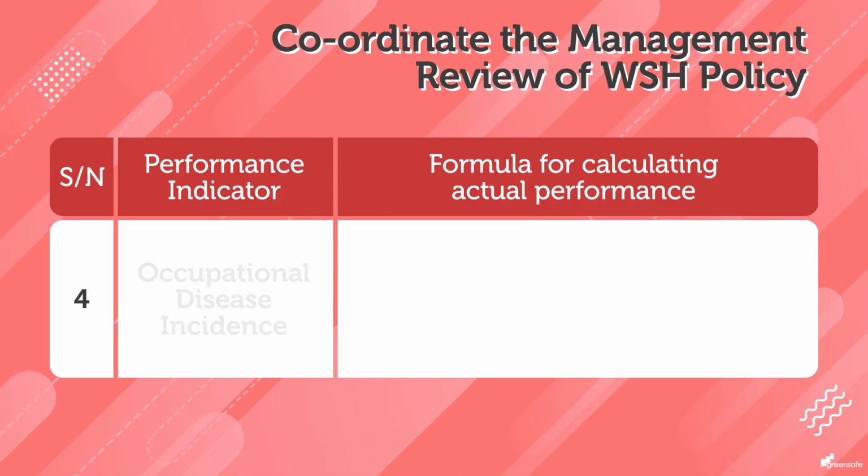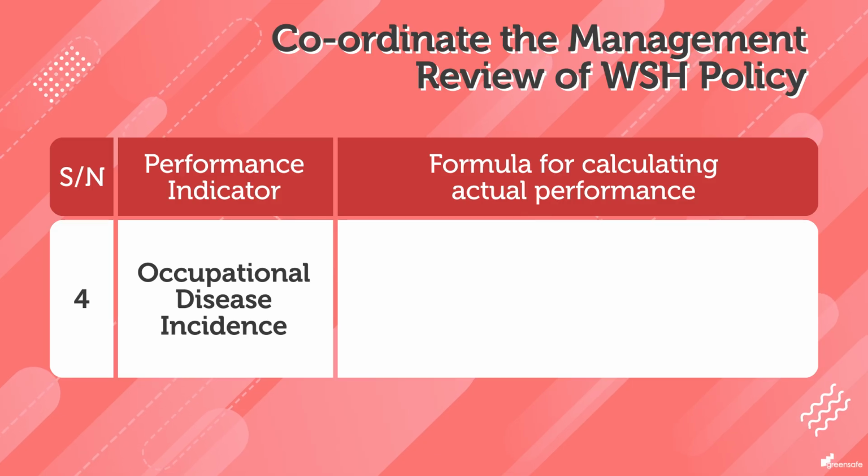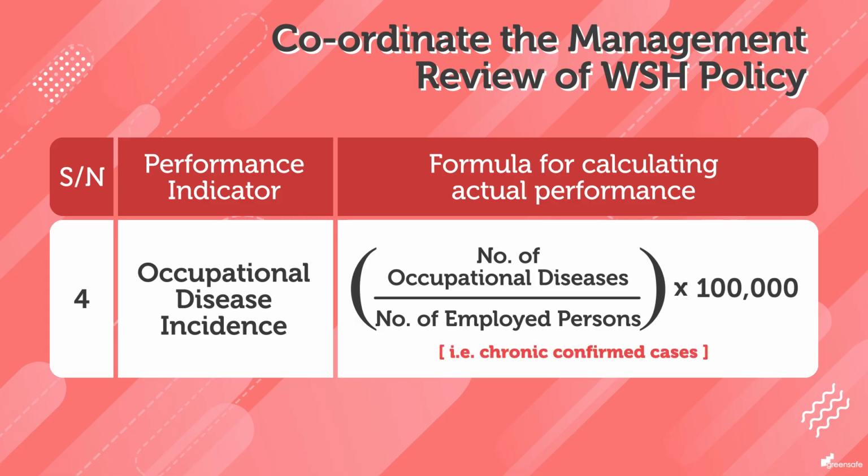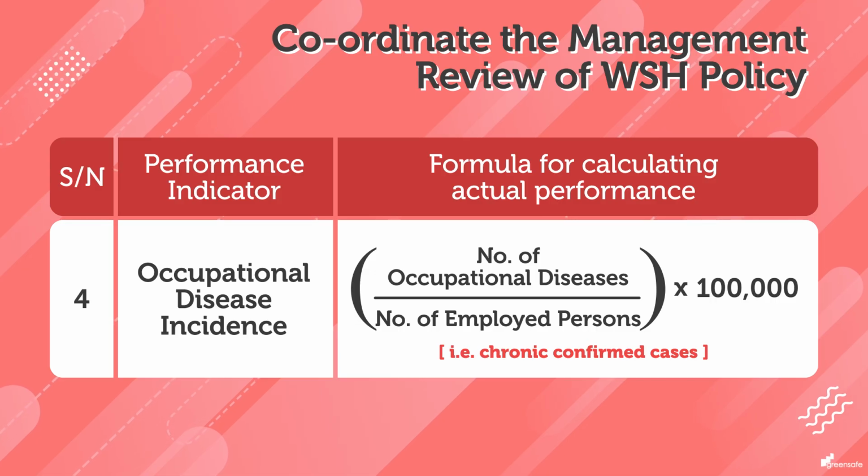The last indicator we use to track WSH performance is the occupational disease incidence. This one measures the number of confirmed cases of disease in the organization. This can be calculated using the formula given above. Simply divide the number of occupational diseases by the number of employed persons. Then, times 100,000 of that value. The final answer you get is the value that you are looking for.